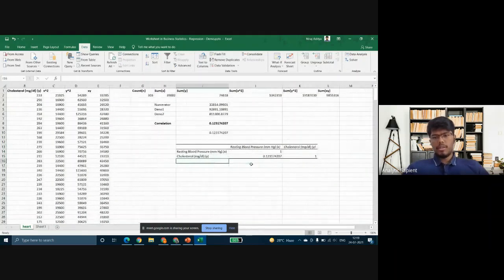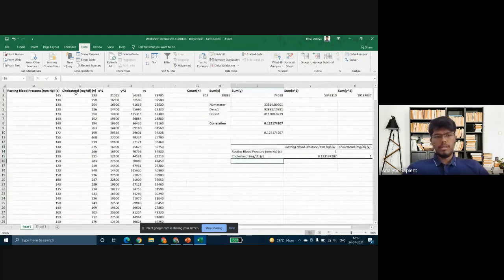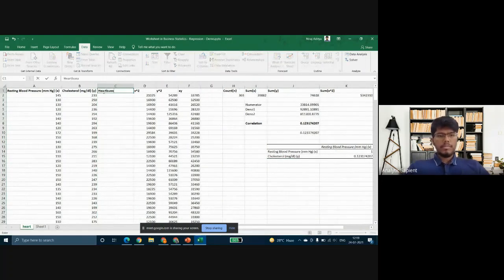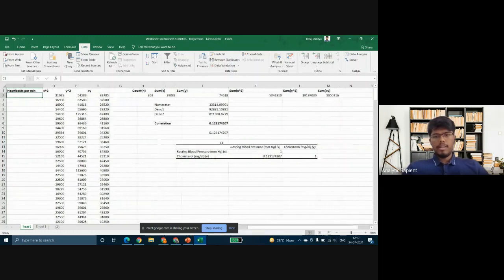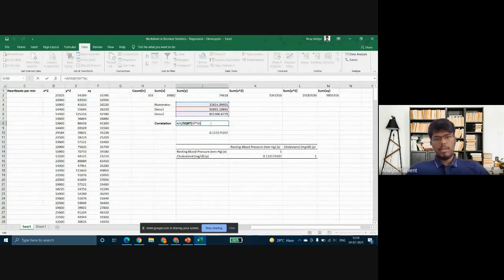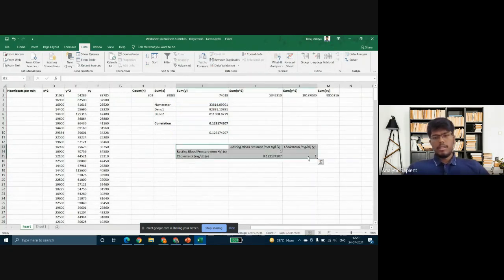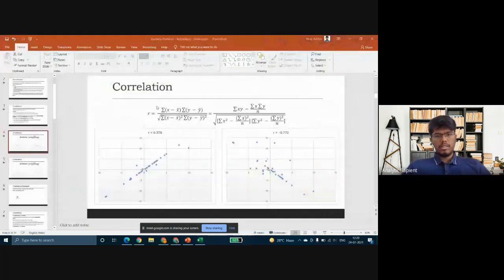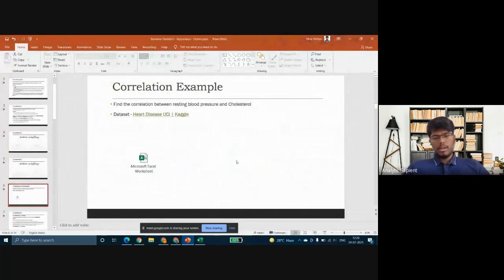And if you want to find it out for a third variable, for example, the correlation with heartbeats per minute, you just find the data, populate it here, and calculate everything. You can find it by the formulation method, the correlation function, or using this. Okay, you'll have the correlation between all three. So that is what correlation is. It is basically the strength of how two variables are related.